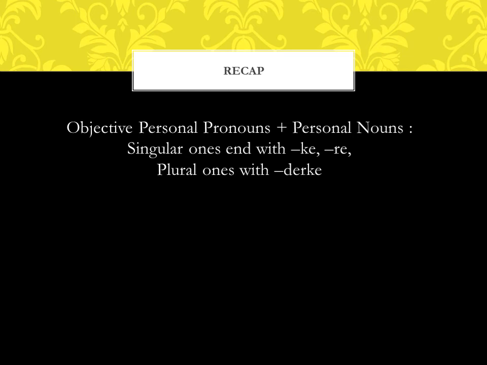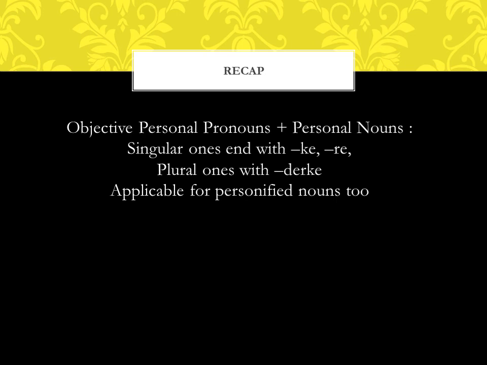Let's recap what we have learned about objects till now. For personal pronouns and personal nouns, the singular words end with ke and re. Ke is the more commonly used version. Re is generally reserved for poems and songs, so it's much lesser used. The plural ones end in derke. And for singular personal pronouns, there is another form for you and I, tomai and amai, which is not there for personal nouns.